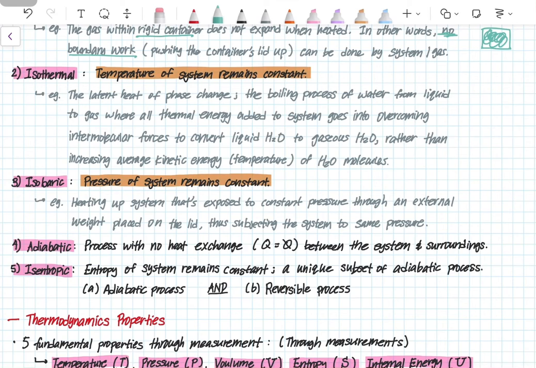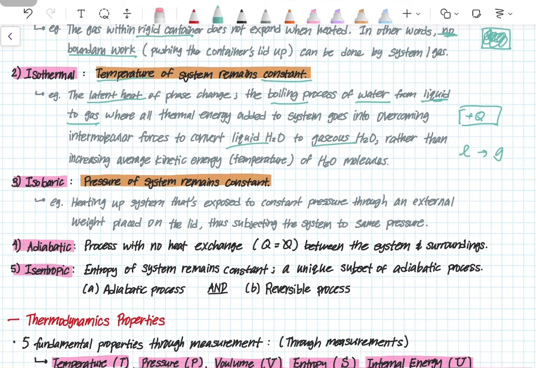The second process is isothermal, where the temperature of the system remains constant. For example, the latent heat when you have a phase change. So in the process of boiling water, where you go from liquid to gas, all of the thermal energy that you add to your system goes into overcoming all of your IMF, your intermolecular forces, which basically help convert liquid water to gaseous H2O.